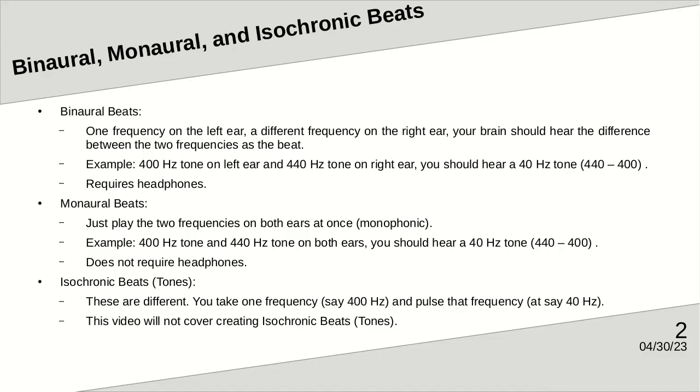Then there's monaural beats, and that's done the same way, really. You use a 400 hertz tone. Well, you can use different frequencies, that's just an example. But you use a 400 hertz tone, for example, and a 440 hertz tone, and play them both at the same time, and you'll hear it. But you don't put one on the left ear and one on the right. You just play them both stereo or mono.